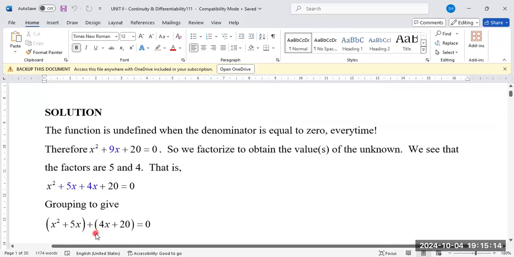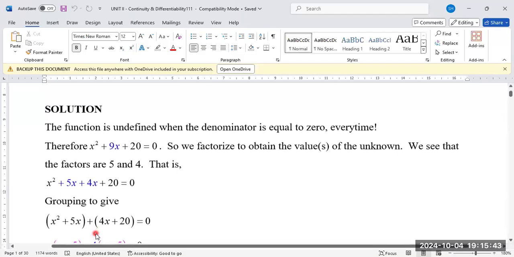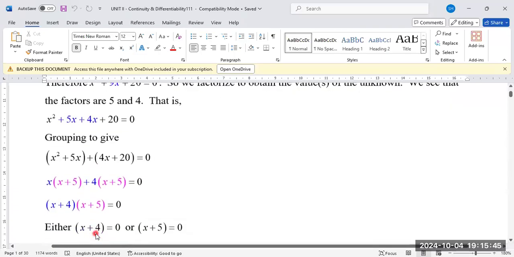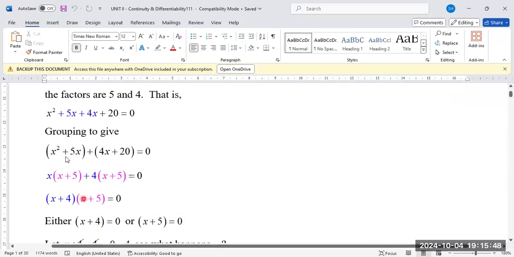I'm grouping. I'm going to put the first 2 in parentheses, leave the middle sign out every single time. Once the sign is a negative between the parentheses, you have to flip the last sign. If the sign is positive, do I flip it? No, sir, I do not flip it. Good. Whatever sign is in the first bracket must also be the same sign in the second bracket. What is common here that is common there?